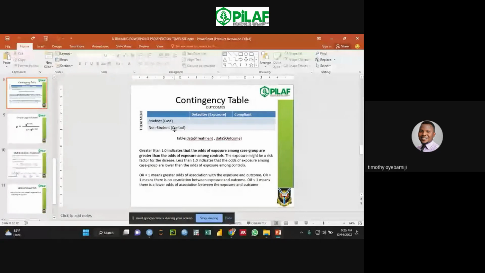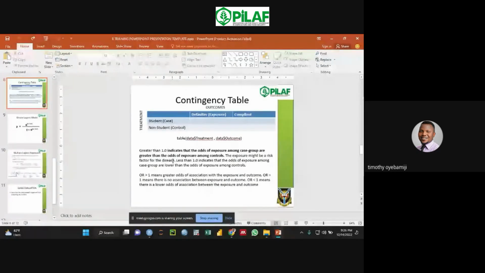All right. So now, saying that an odds ratio greater than 1.0 indicates that the odds of exposure among the case group are greater than the odds, that means the odds of this happening among students is greater when we have an odds ratio greater than 1.0. Usually, odds ratio goes from 0 upward. All right.